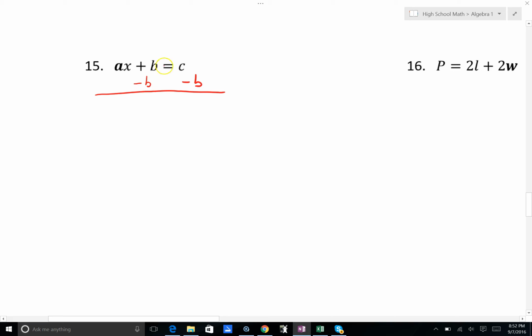Whatever I do to one side of the equal sign, I do to the other. b subtracts b to leave a times x on the left. On the right side, we have c minus b.